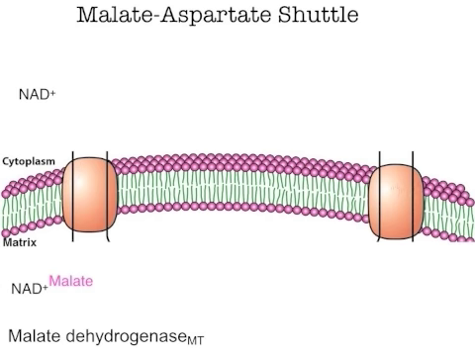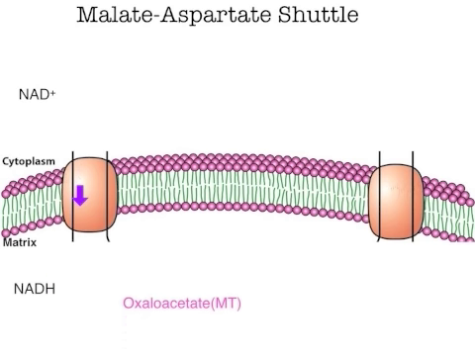Once there, it will be oxidized again to form oxaloacetate and reduce NAD+ to NADH. And so now we have our electrons transferred from the cytoplasm into the mitochondrial matrix. And that's what we want. However, what we don't want is a lot of oxaloacetate in the mitochondrial matrix, because this might slow up the TCA cycle. And so we're going to move this oxaloacetate out of the mitochondrial matrix.